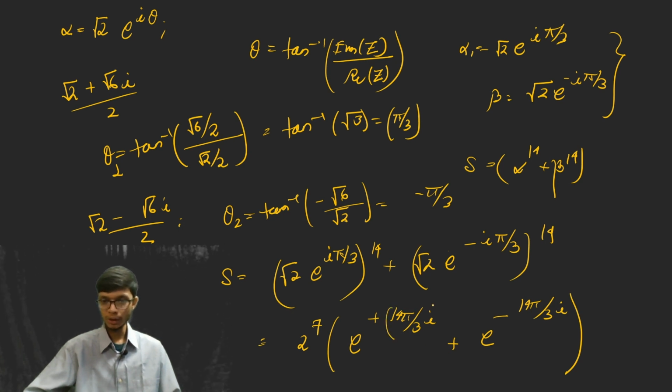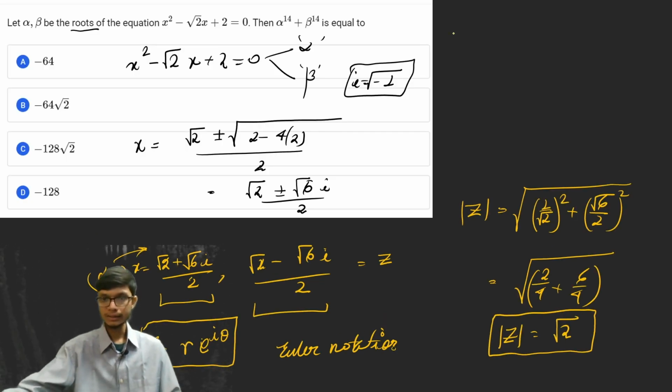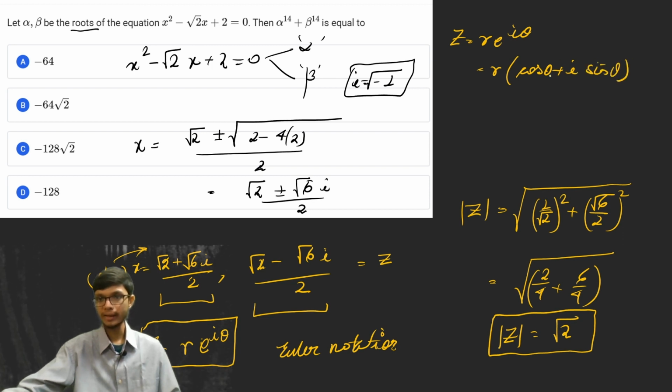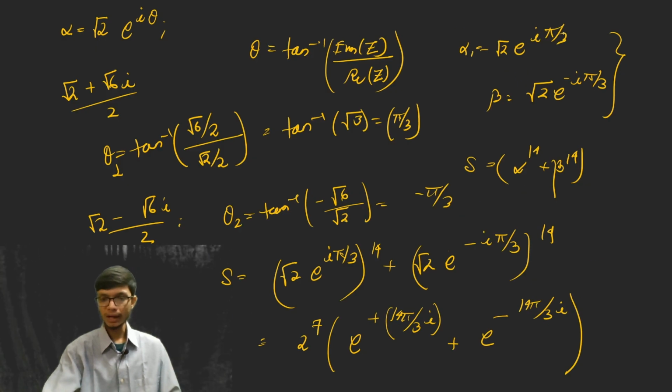You can use the trigonometric conversion, because when we write z as r e raised to the power i theta, I can also write this as r into cos theta plus i sin theta, and that is the polar notation of writing any complex number. In polar notation, this theta basically belongs to the argument. Now the argument which I obtained over here is 14 pi by 3.